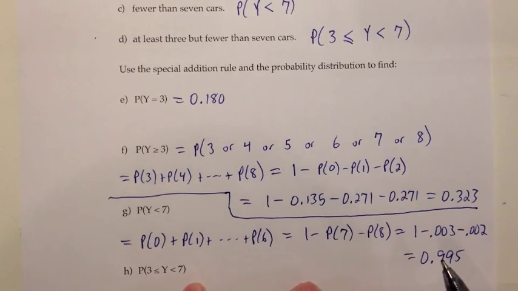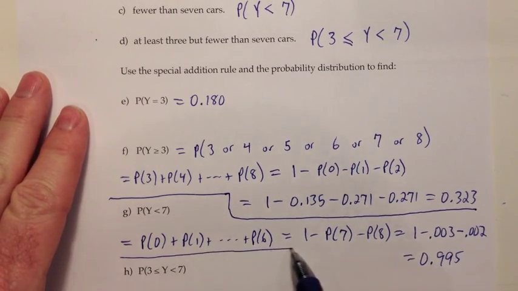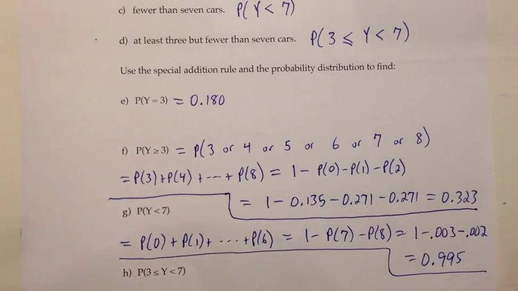And I'm not going to show you the addition way, but you could check if you want. Go up there and add 0 through 6 as probabilities together and you'll get the same answer. But it's faster to subtract these two than to add all the others.